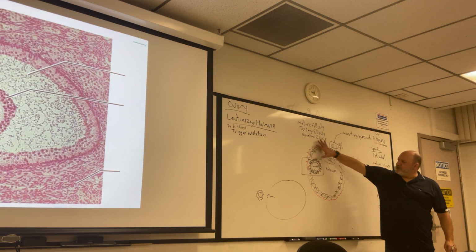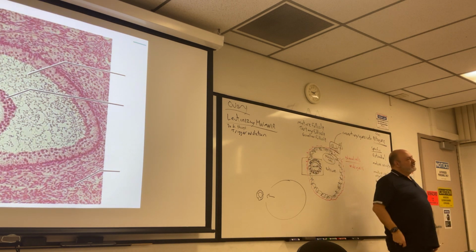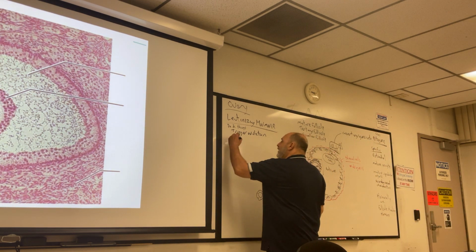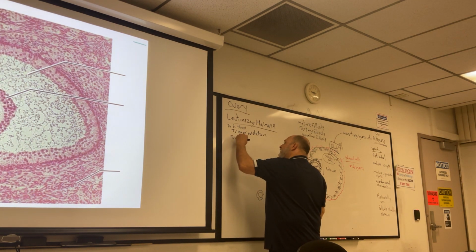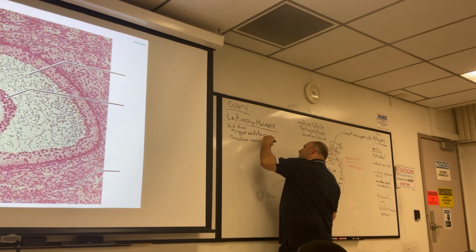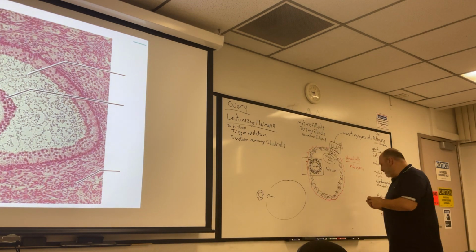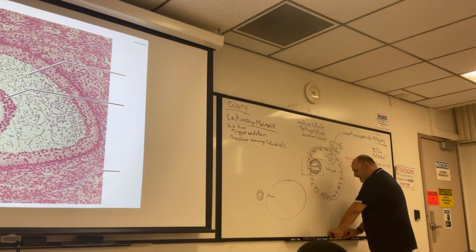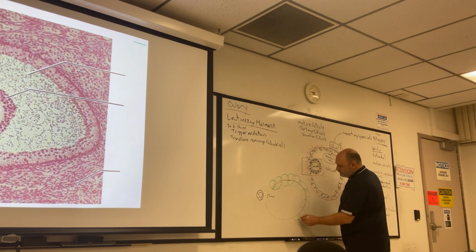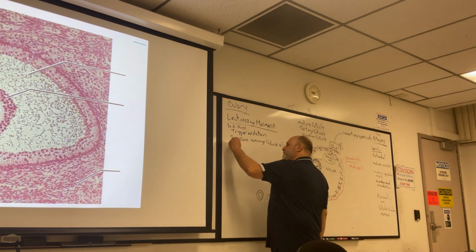But notice there's this big, huge, massive remaining cluster of granulosa cells. And that's the second thing that luteinizing hormone does. Luteinizing hormone transforms the remaining follicular cells, and it transforms it into this big, huge, massive glandular structure known as the corpus luteum.